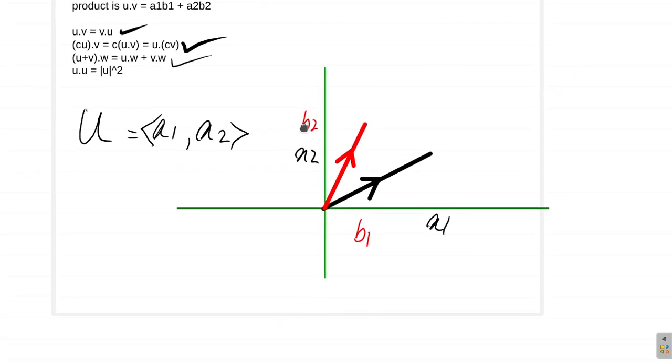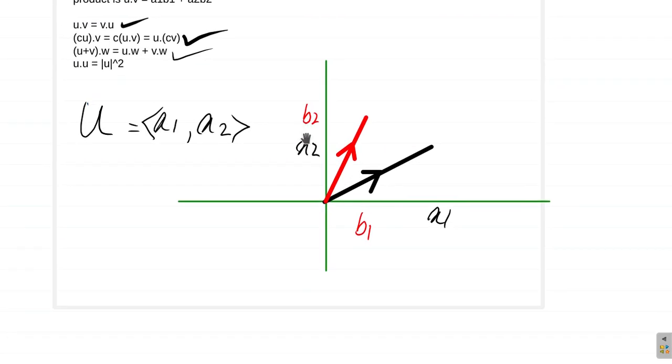Now, u dot u, what is that equal to? U dot u, according to what we have, it's supposed to be the horizontal multiplied: u1 times u1, because you dot the vector on itself.